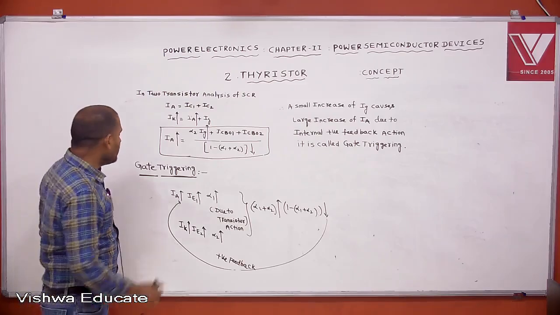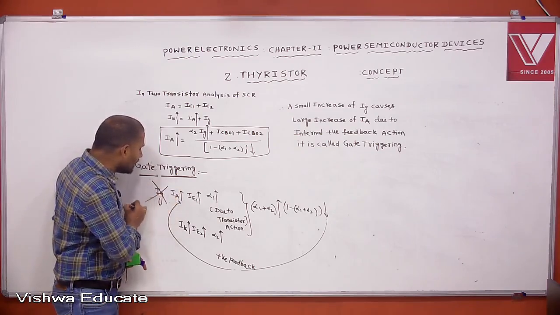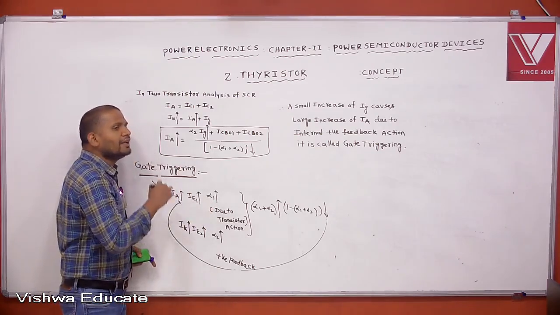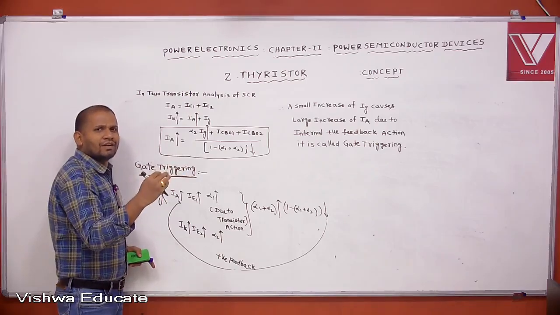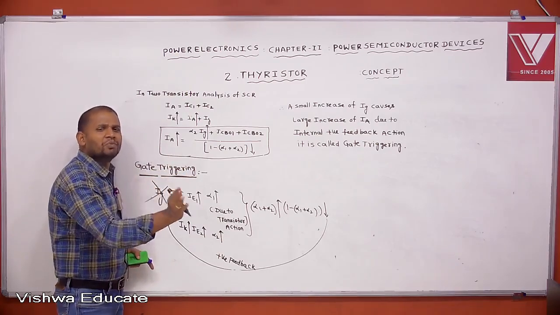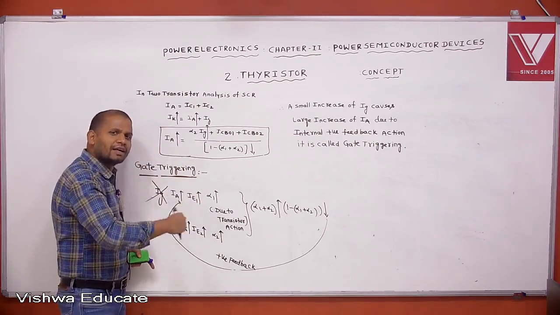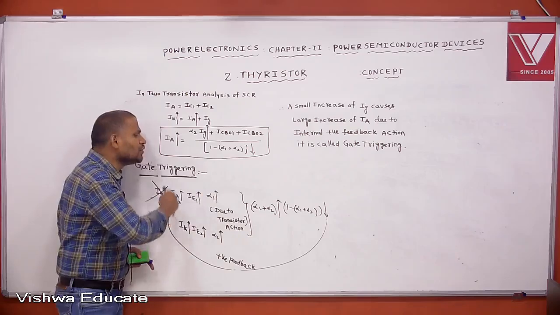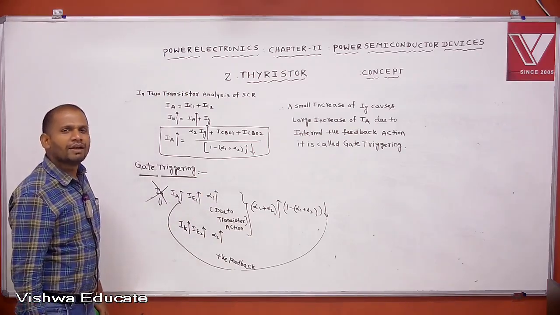Understood? That's why with a small increase of IC, even though the gate is removed, the current continuously increases. That's the reason I told you: once the SCR starts conduction, there is no use of the gate supply. Remove the gate supply. Then after that, the SCR continues conducting because of internal positive feedback action. This type of triggering is called gate triggering.